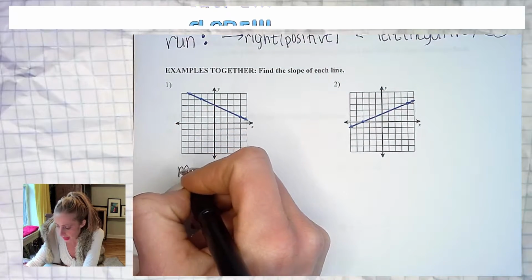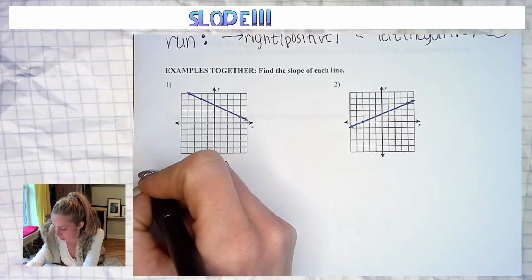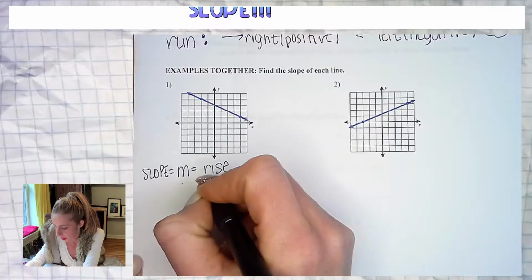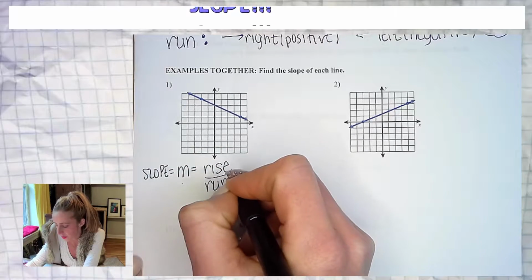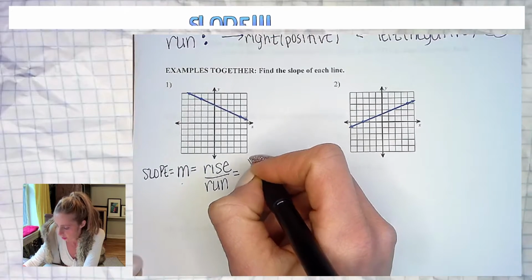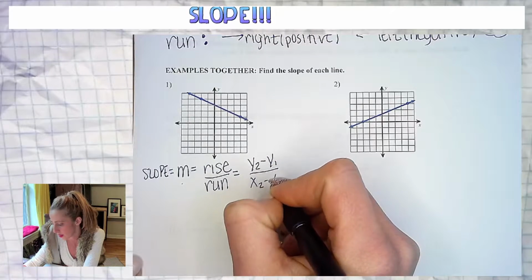So I'm going to write down, to help myself memorize, slope equals m equals rise over run. If you write it enough times, the first few times you do it, you will memorize it. Equals y2 minus y1 over x2 minus x1.